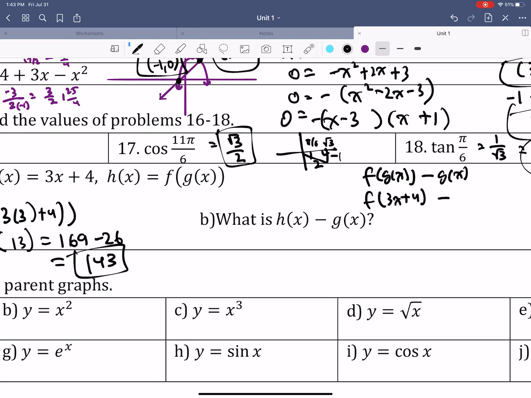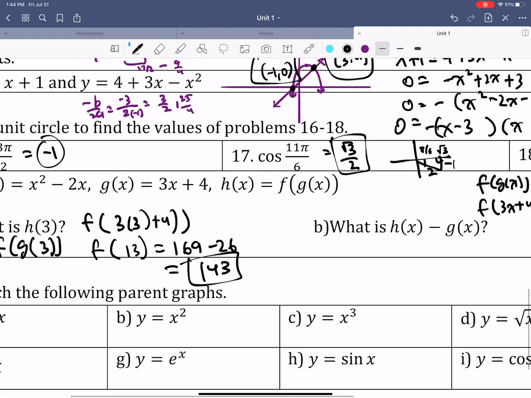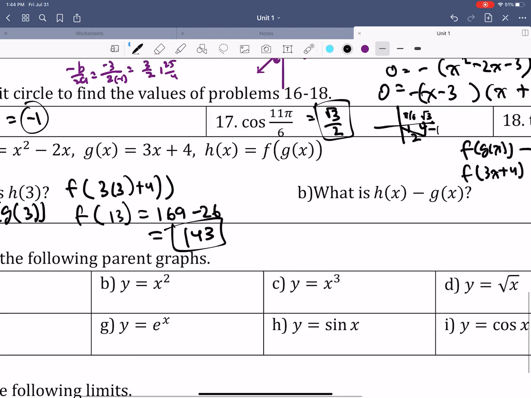And we're going to subtract that by g of x, which is 3x. Let me show you the work. 3x plus 4 in parentheses, because we have to make sure we distribute that negative sign. So that's going to give us over here negative 3x minus 12.